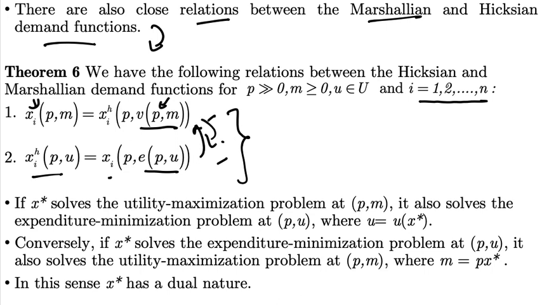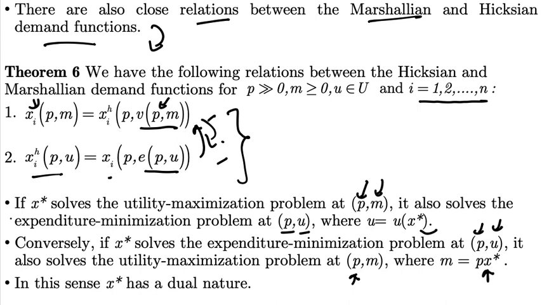If you have an optimal bundle, or vector of goods or commodities, called X star, and X star solves the utility maximization problem at prices and income, it can also solve the expenditure minimization problem at prices and given utility, where the given utility is the same as the utility of the commodities at the optimal level, to achieve a certain targeted utility, which is U. On the other hand, if this X star solves the expenditure minimization problem at prices and a given level of utility, it also solves the utility maximization problem at the price vector and income, where income is equivalent to the expenditure for the optimal bundle.